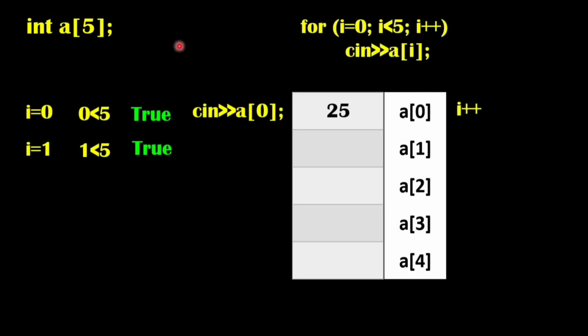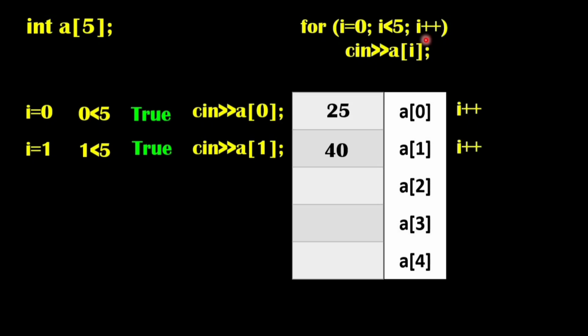So we have to enter the for loop. You have a statement inside the for loop, cin >> a[i]. So i is 1 here, cin >> a[1]. Again I will enter one more value, 40. As I told, it can be any random number. I have taken an example as 40.